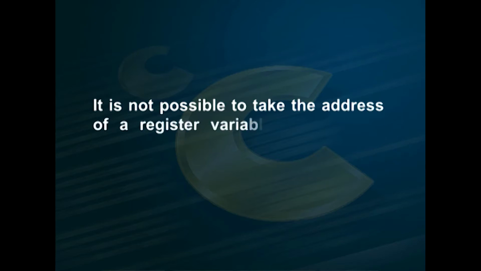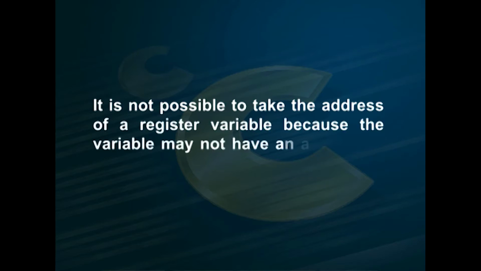There are hardware limitations on how many variables can actually be stored in registers. Only a few variables in each function may be kept in registers, and only certain types are allowed. The specific restrictions on number and types of register variables vary from machine to machine. It is not possible to take the address of a register variable, because the variable may not have an address in the memory. It does not matter whether the variable is actually placed in the register or not.